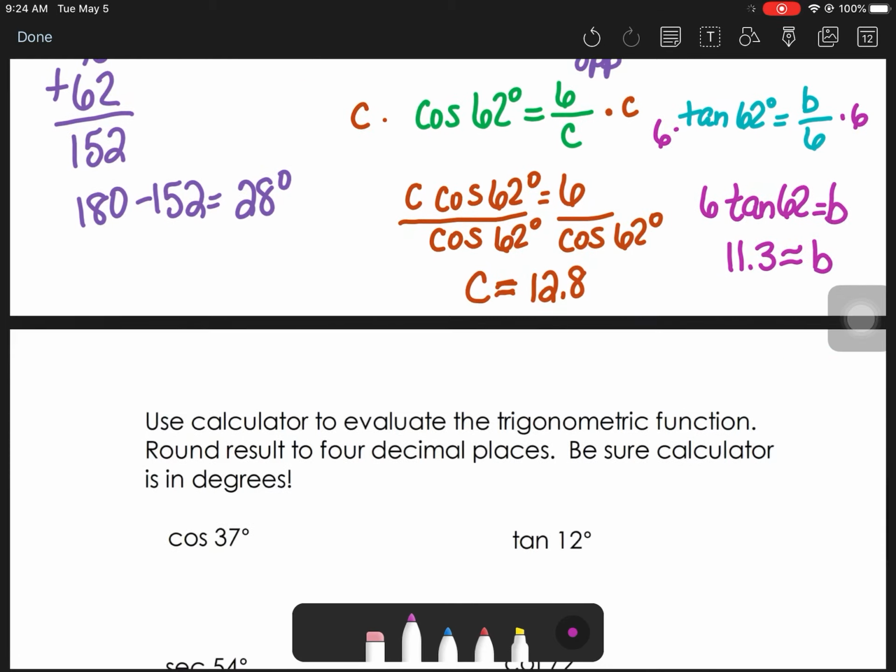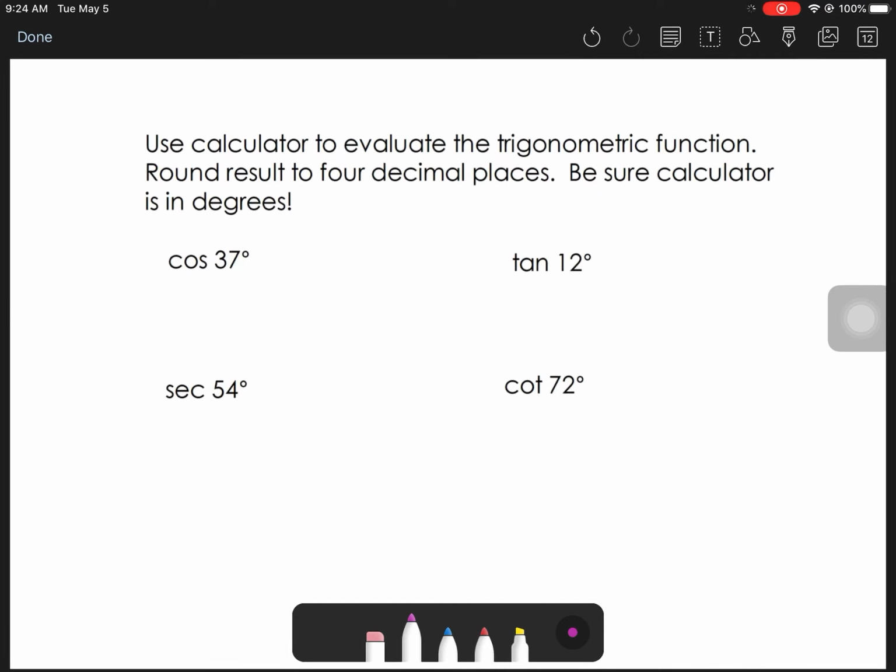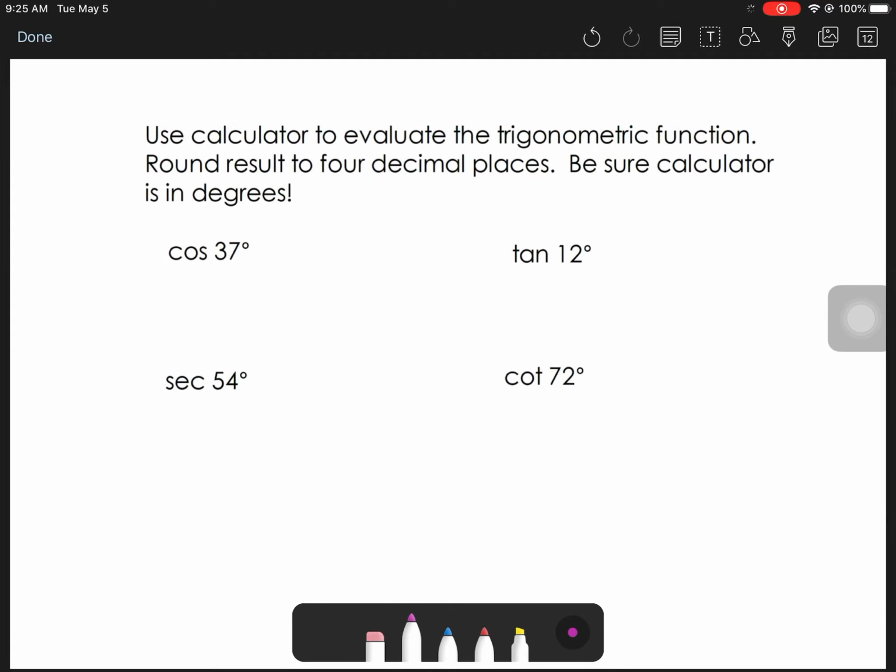Okay, we have some more practice using our calculator, and make sure that your calculator is in degrees. If you're using your phone, it should be in degrees. So cosine, and it says to round to 4 places, is 0.7986. Make sure you're practicing this as we're taking our notes so that I know you can operate your calculator. Tangent of 12 degrees is 0.2126.